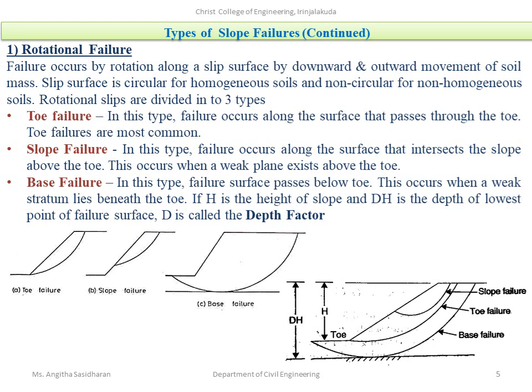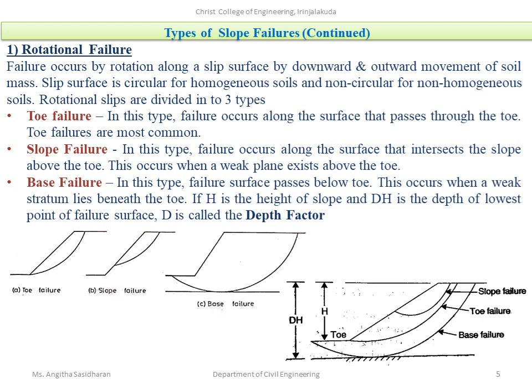So coming to the first one, rotational failure. So what happens in a rotational failure? The failure occurs by rotation along a slip surface, and there will be downward and outward movement of soil mass. So the slip surface is the surface through which the failure happens. The slip surface can be circular for homogeneous soils and non-circular for non-homogeneous soils. And again, this type of failure is divided into 3 types: toe failure, slope failure, and base failure.